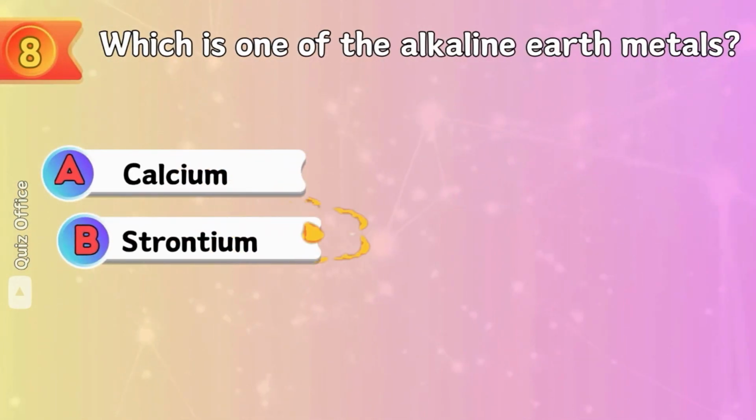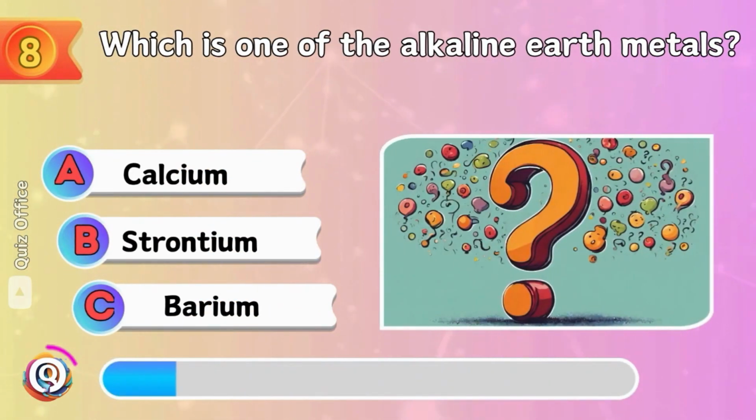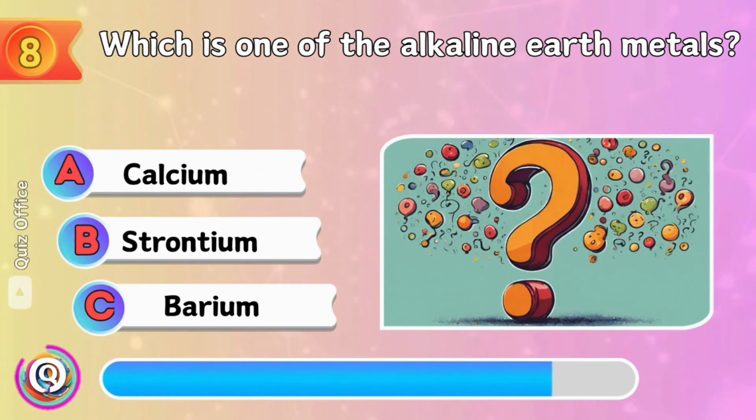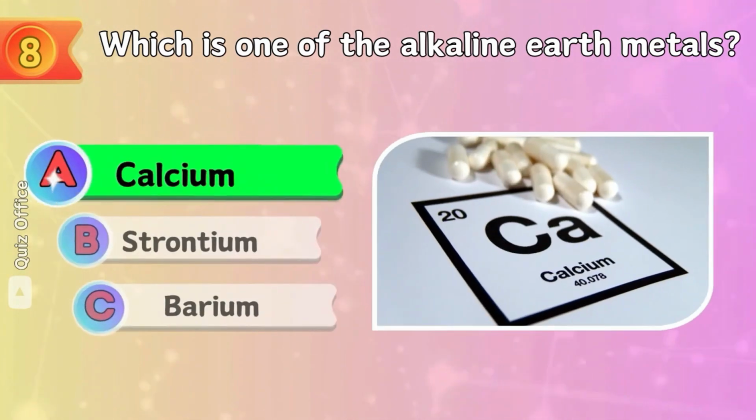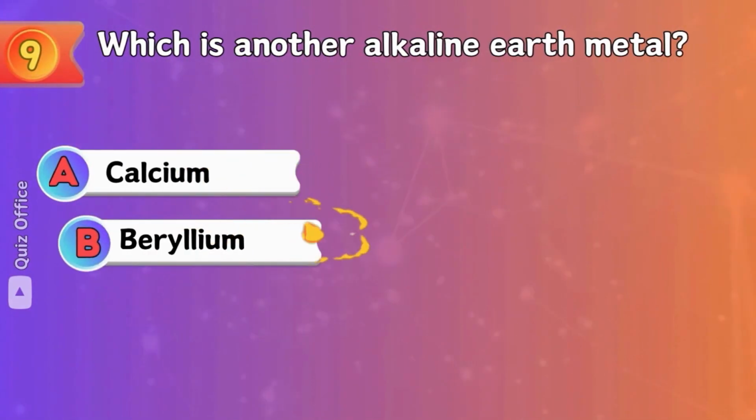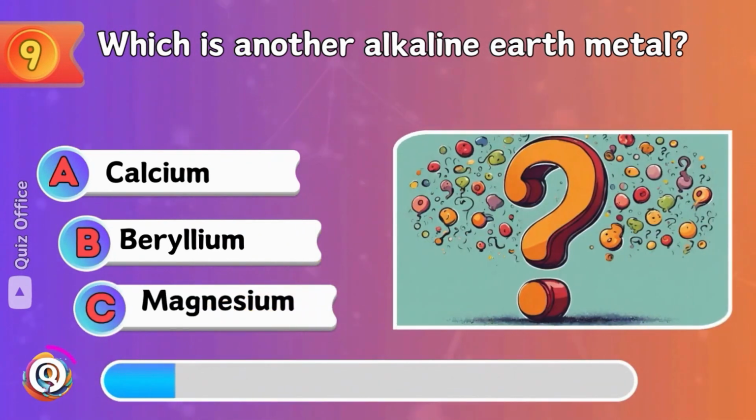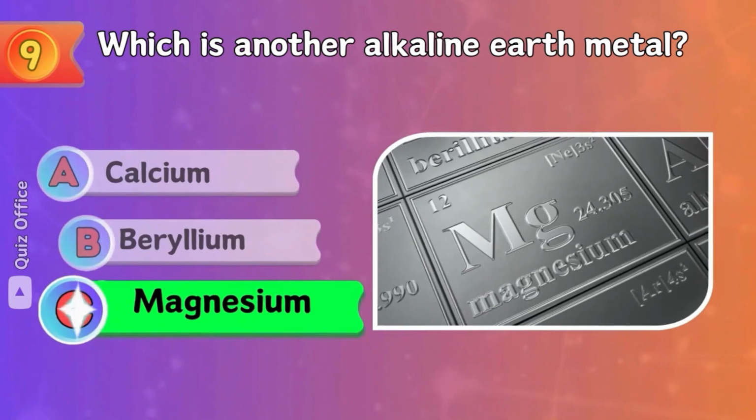Which is one of the alkaline earth metals? Yes, it is calcium. Which is another alkaline earth metal? Fantastic!